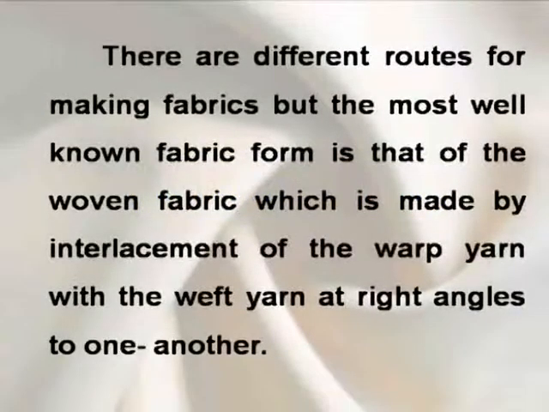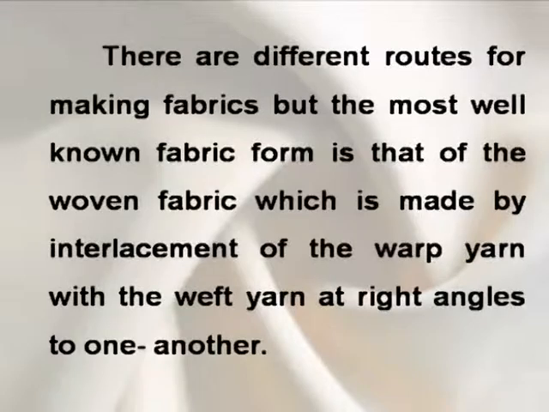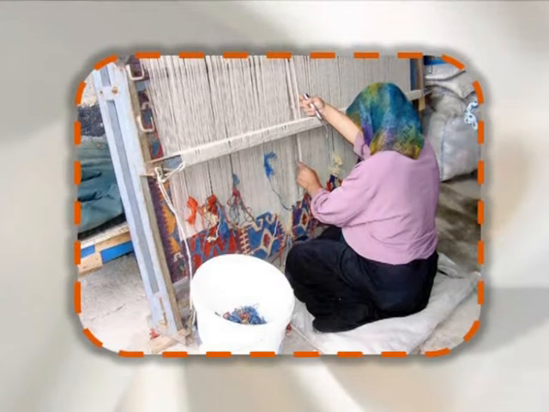There are different routes for making fabrics, but the most well-known fabric form is that of a woven fabric, which is made by interlacement of warp yarn with the weft yarn at right angles to one another. The process of interlacing, called weaving, and the basic types of interlacement, basic weaves, will be described in this lesson.